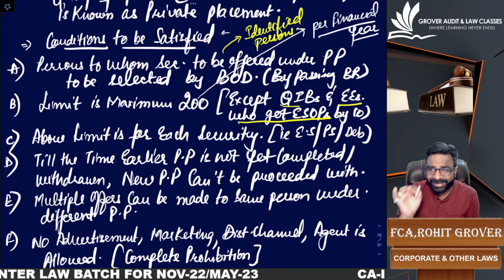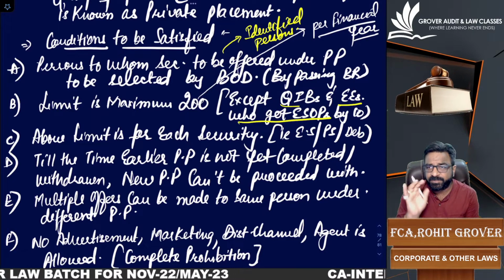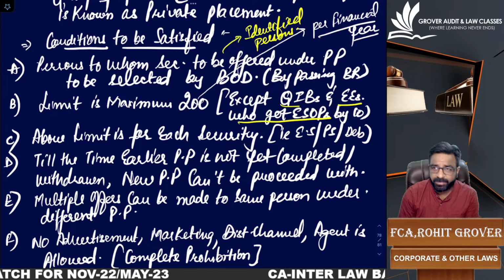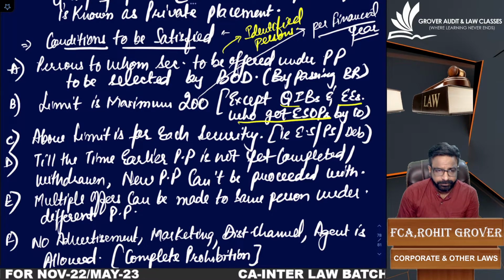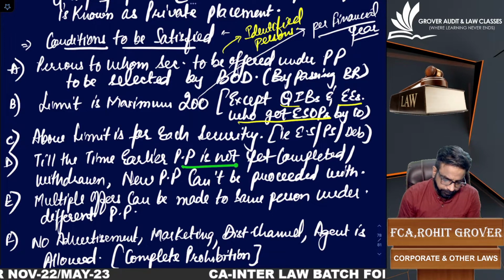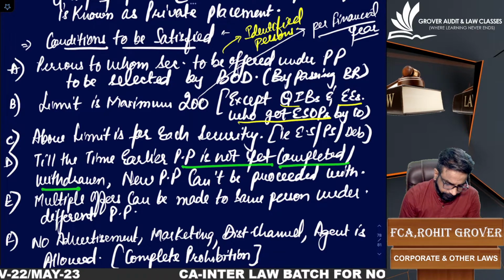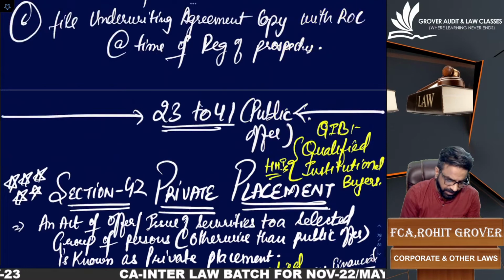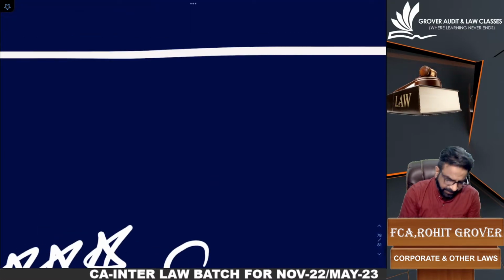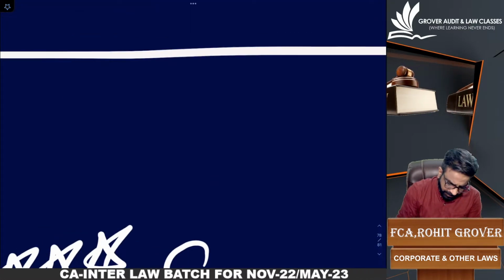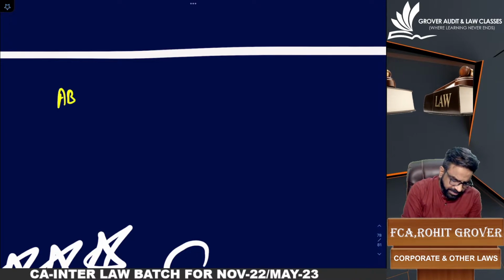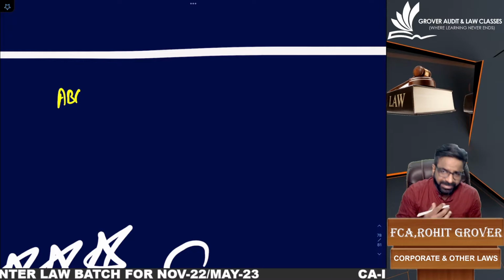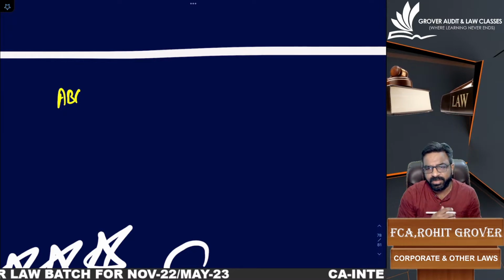I want us to at least complete this private placement in today's session. Right? Now, continue the D point. Till the time the earlier private placement is not yet completed or withdrawn, a new private placement can't be proceeded with. Now, listen to this point very, very carefully, everyone. Say, for example, there is one ABC Limited company. Now, what did this ABC Limited company do? Now, look at this.